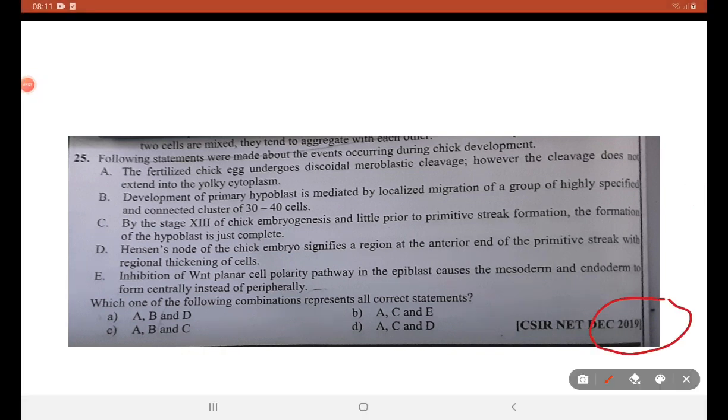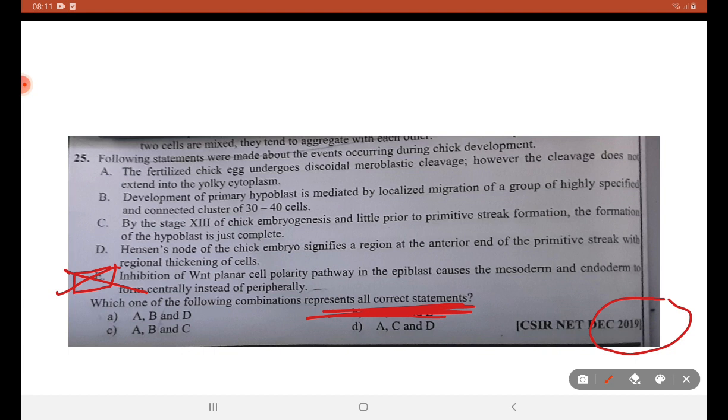The following statements are made about the events occurring during chick development. First, we know about migration. Let's analyze the options. Just now we have seen this. Inhibition of WNT planar cell polarity in the epiblast causes mesoderm and endoderm to form centrally instead of peripherally. It's not inhibition, it is activation. So E is not the right answer. C, B cannot be the right answer. This is the concept we have seen in the previous question.